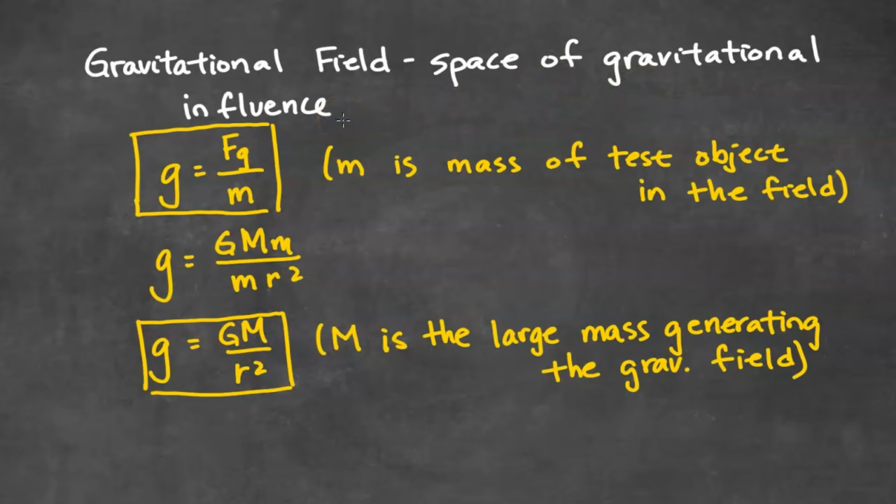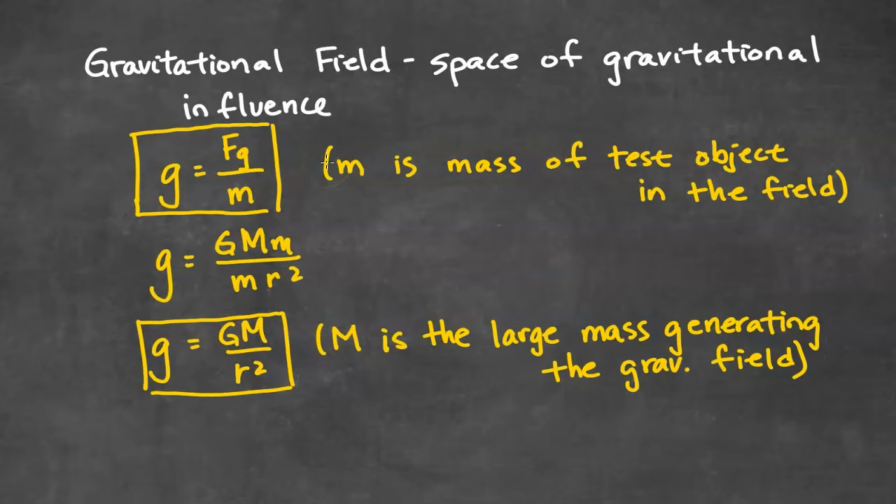And there are two ways to measure the gravitational field. One is to place a test object in the field. So for example, you could have an apple. You measure the weight of the apple divided by the mass of the apple. That will give you the gravitational field at that location.